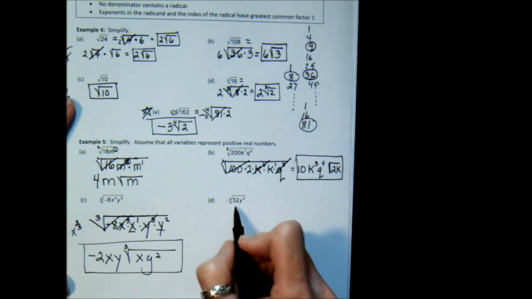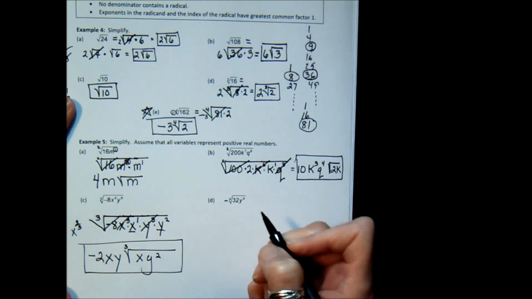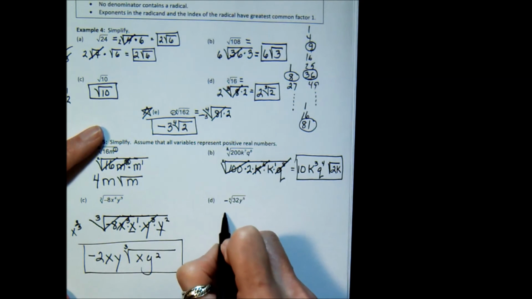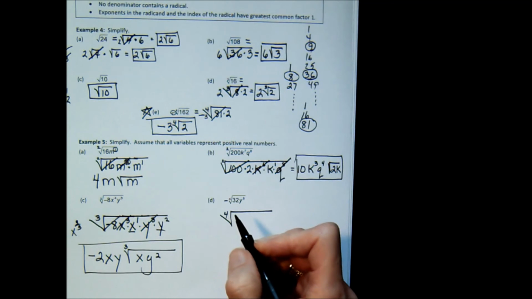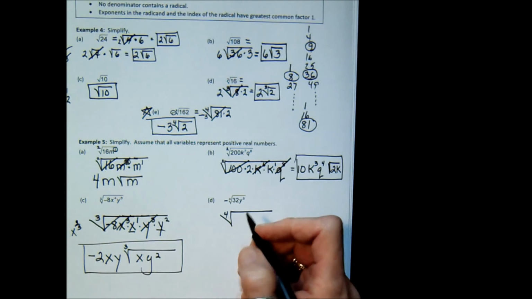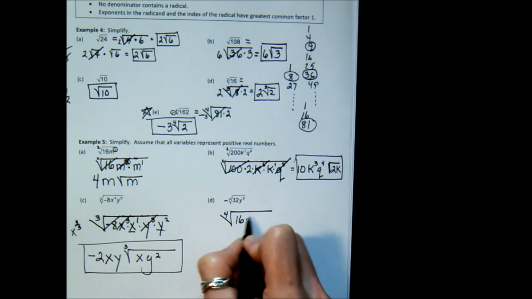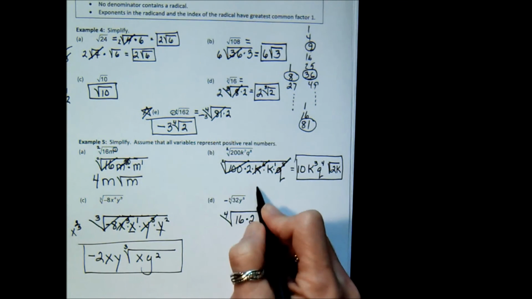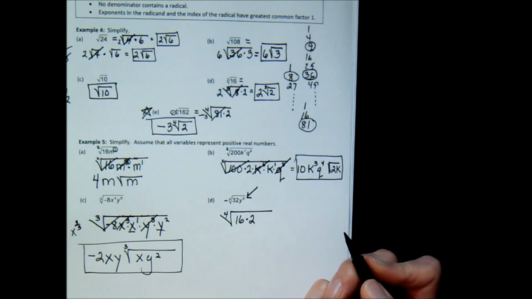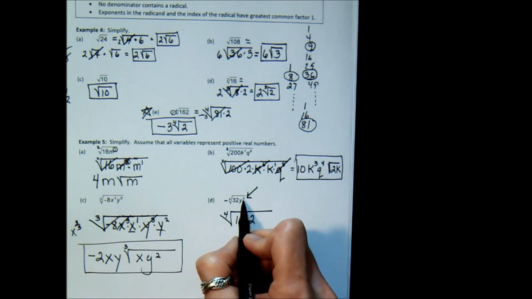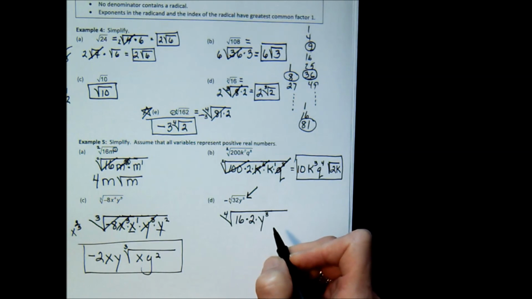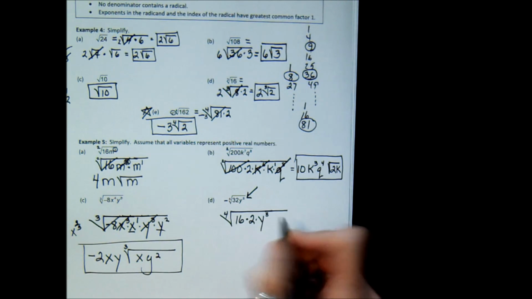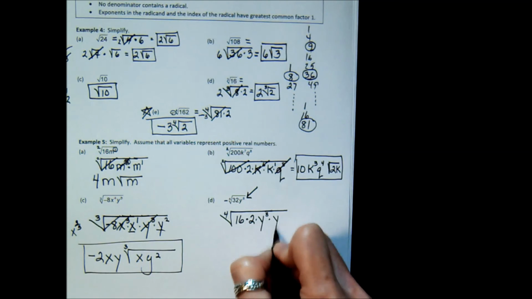Another one. This one has a negative stuck on the front. We'll deal with that at the end. Fourth root. Now I've got to break down 32 into a perfect fourth power, which is 16 times 2. Pay special attention to this y. 9 is not divisible by 4, but the first number that is, is 8. You don't have to go all the way down to a 4. 8 is the first one, and that leaves one y left over.